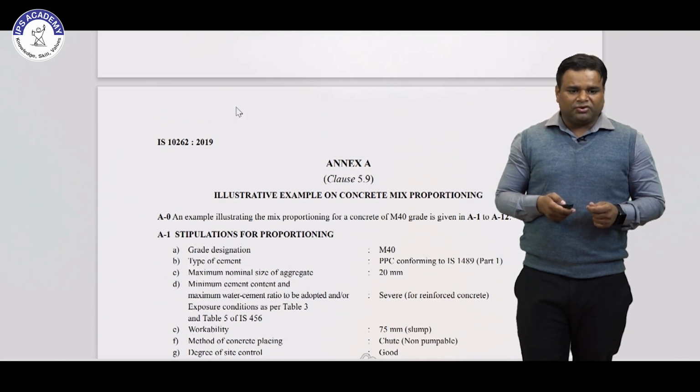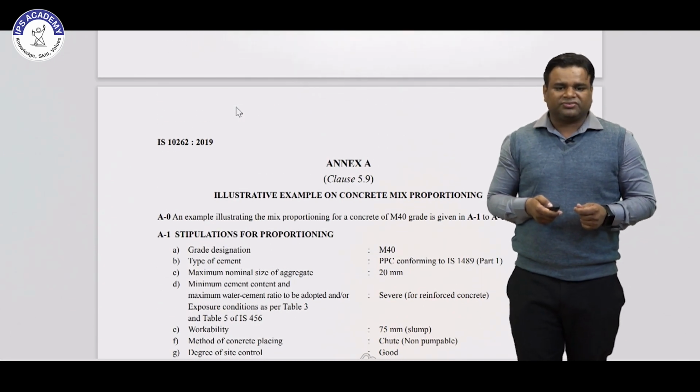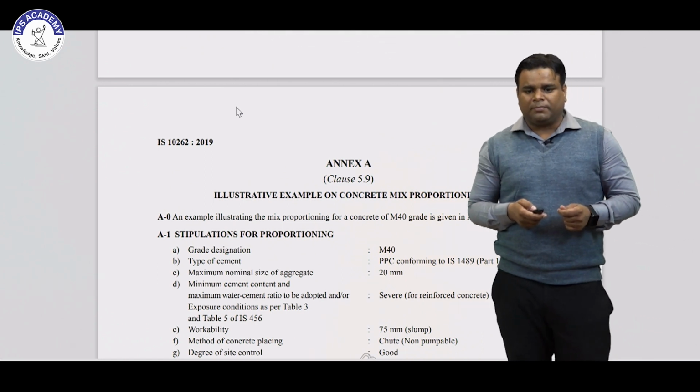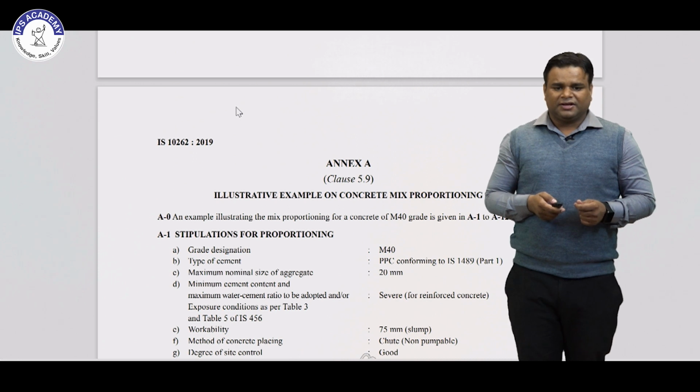Then the method of concrete placing is by chute. They are using the chute method. They are not using the pumping method. They are using a chute.